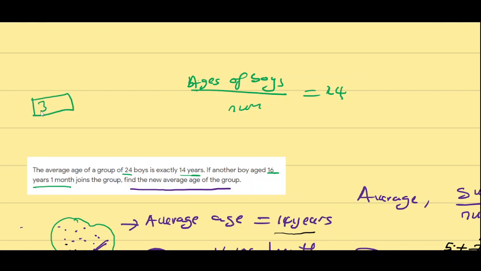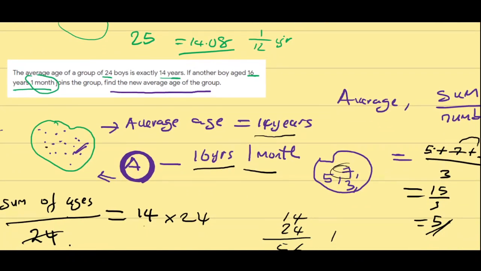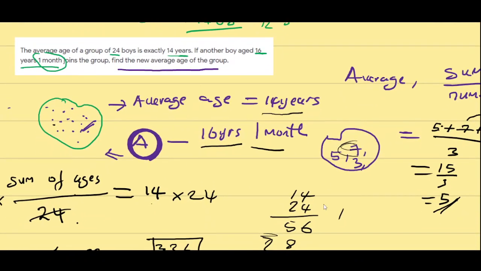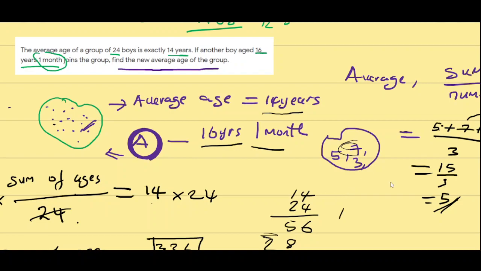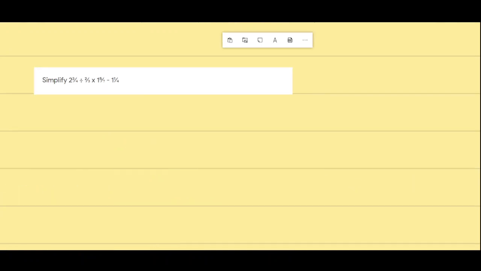We got 336. And the next thing we did was to find the age of that boy. But with this month, we got rid of this 1 month by converting it to years. It's 1/12 of a year. So when we add the total ages and divide by 25, because they are now 25 in number, we got 14.08 as our answer. So you can go through it if you are feeling a little bit comfortable in the explanation. But I think this one is enough for us now. Now let's see what the next problem has for us.